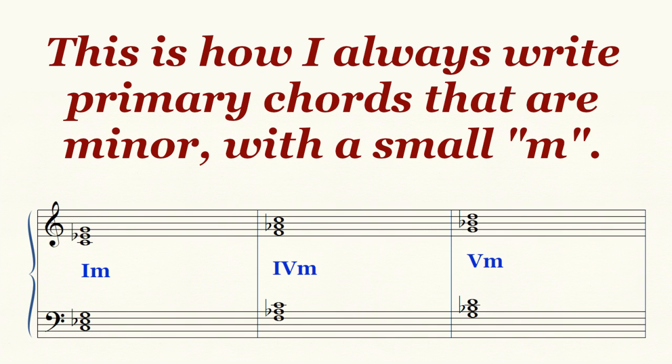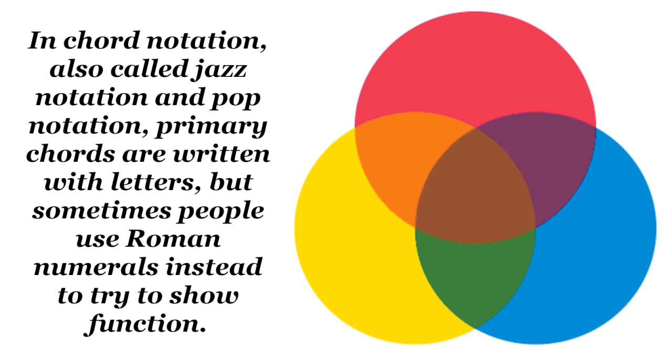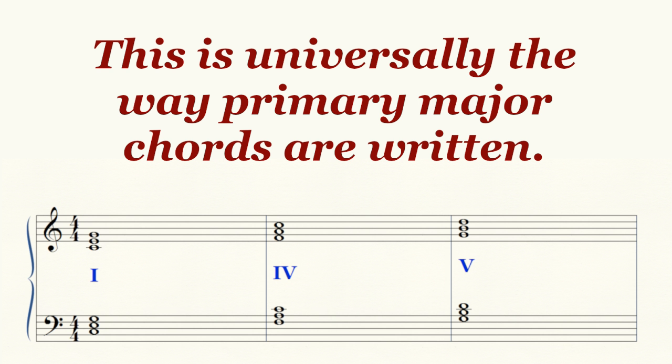When these same chords are written as minor chords, we do the same thing but add a small m at the end to make it clear that these chords have lowered the middle note. These major and minor chords in all 12 keys are really the foundation of our letter chord notation system, sometimes called jazz notation and other times called pop notation. In my opinion, this chord notation is incredibly simple and works like a charm.